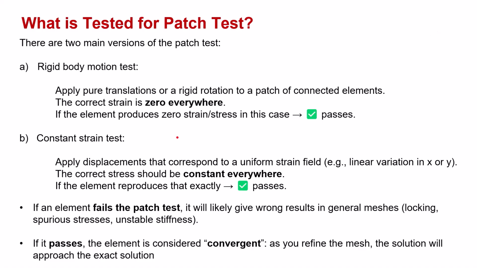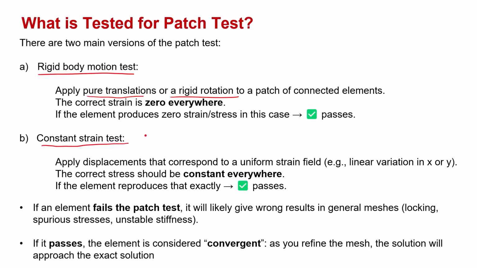Let's now look at what is actually tested in the patch test. There are two main versions of the patch test. The first one is the rigid body motion test. In this test we apply pure translations or a rigid rotation to a small patch of connected elements. In this case, the correct strain and stress state is zero everywhere. If the element produces zero strain and zero stress under rigid body motion, then it passes this part of the patch test.